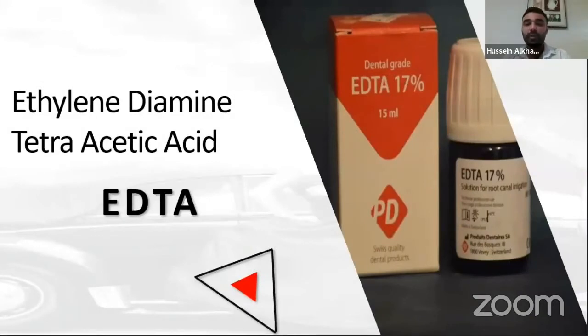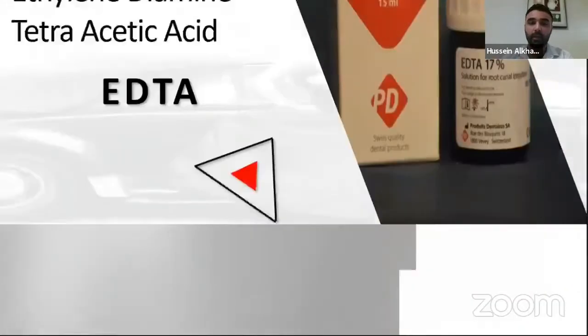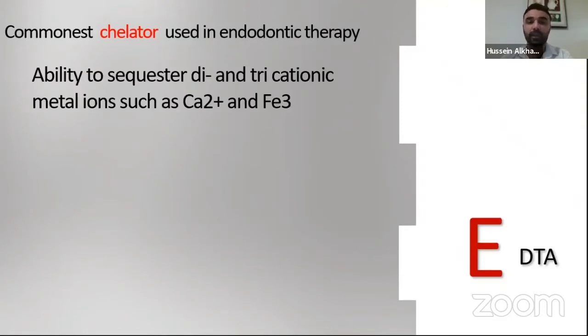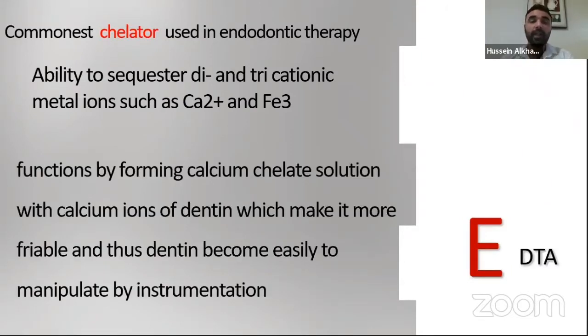Another major irrigation solution we should discuss is EDTA. EDTA is the commonest chelator used in endodontic therapy. It has the ability to sequester di- and tricationic metal ions such as calcium and ferrous ions. It functions by forming a calcium chelate solution with calcium ions of dentine, which makes it more friable, and this way the dentine will be softer and the ability of removal of the smear layer is promoted.